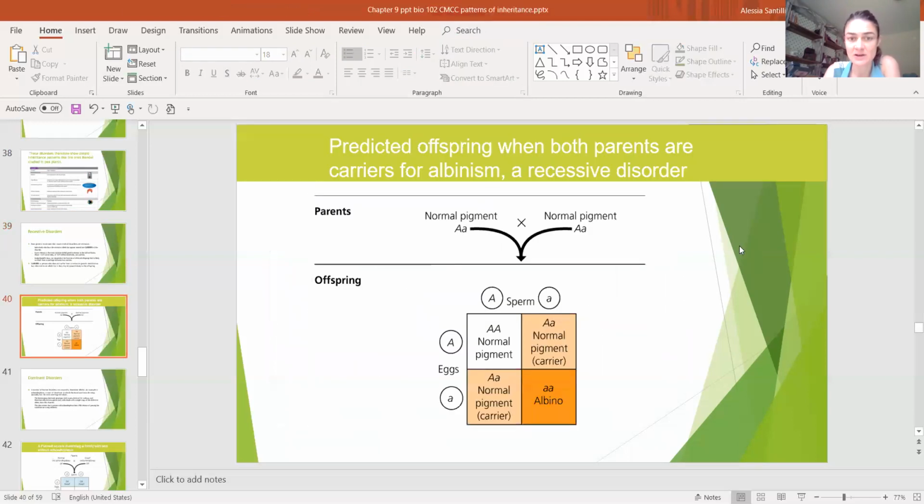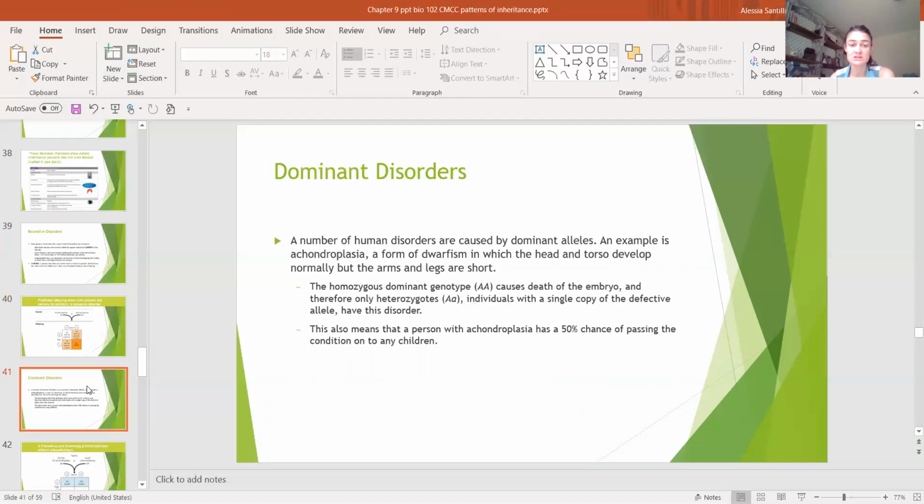So here you have the example of albinism I was giving. You have parents which are big A, little a, big A, little a, so they are both normal in pigmentation. But when they come together, you can see that there's 1 out of 4 or 25% chance that they have an albino kid.